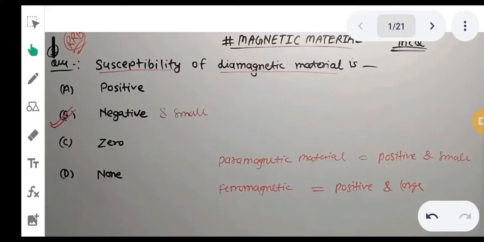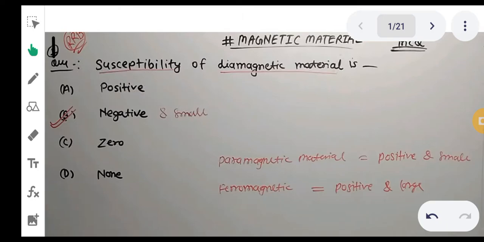Okay, hi. So today too, I want us to solve some MCQs on magnetic properties of materials. Here we need a basic concept in magnetism. Okay, so we are beginning our question.